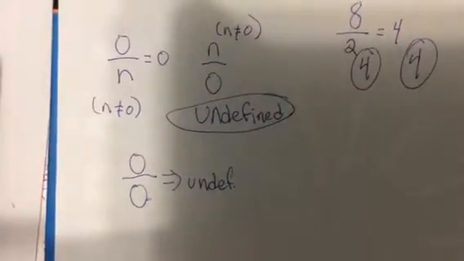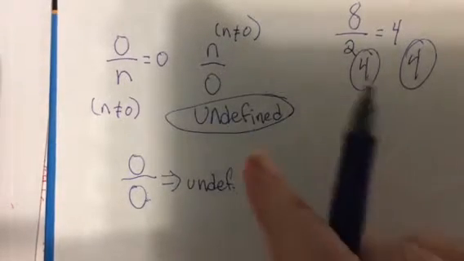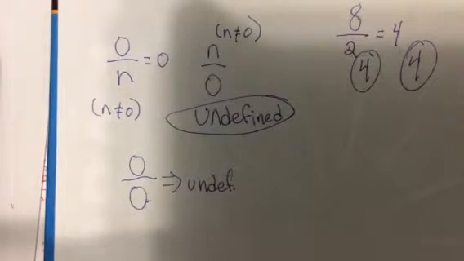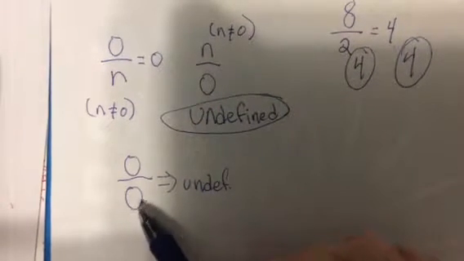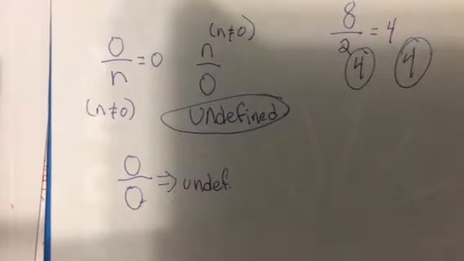One more time. If zero's on the bottom, it's... Hey, you're not saying it. Don't be shy. If zero's on the bottom, it's undefined. This is true all the time. So as soon as you see a zero on the bottom in the denominator, it's undefined.